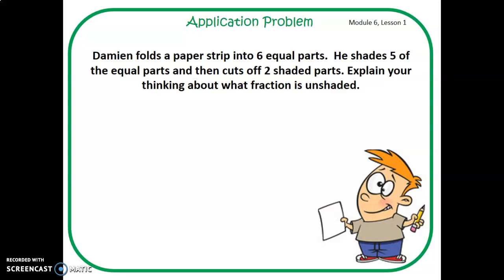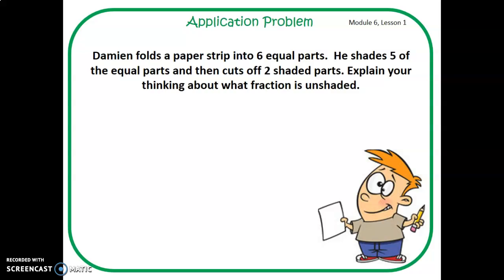Okay, let's do our application problem together. Damien folds a paper strip into 6 equal parts. He shades 5 of the equal parts and then cuts off 2 shaded parts. Explain your thinking about what fraction is unshaded.